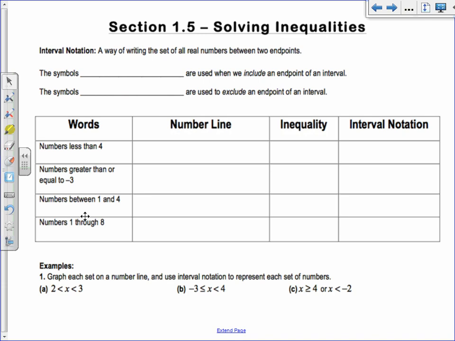All right, so it says interval notation is a way of writing the set of all real numbers between two numbers. This is what we're going to use in Algebra 2 all the time. The symbols bracket and bracket are used when we include an endpoint of an interval, and the symbols parentheses and parentheses are used to exclude an endpoint. So if you have a number line with things shaded, we're using brackets. Let's say this was 3 to 5, we would write bracket 3 to 5 bracket, and it would say every point between 3 and 5. What it's representing is this nice shaded area here, so everything filled in.